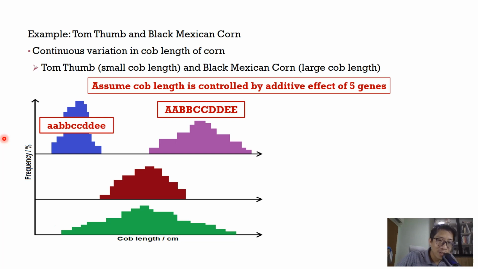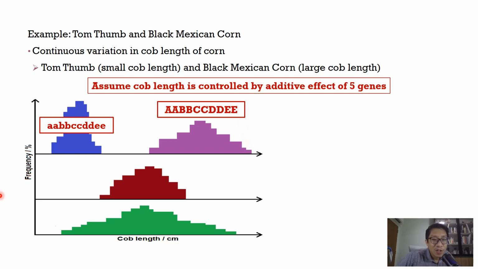Okay, so assuming the dominant alleles give more contribution to the cork length and the recessive alleles give a smaller contribution, the Tom Thumb with the smaller cork length would be homozygous recessive for all 5 genes, and the Black Mexican would be homozygous dominant for all 5 genes.